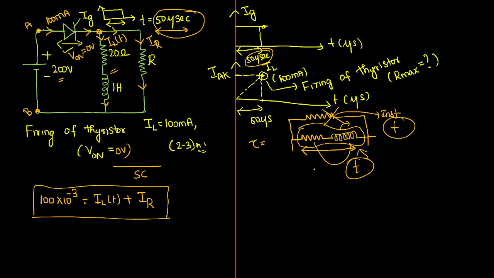But what they are asking about is the value of the static resistor connected in parallel. Let us explore. Let me expand this derivation. See, this 100 into 10 power minus 3 equal to IL of t can be written as IL of infinity plus IL of 0 minus IL of infinity.